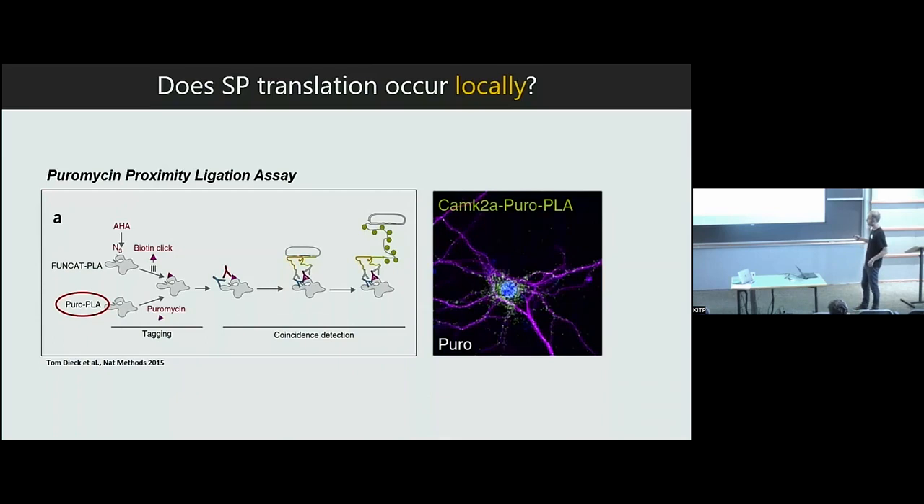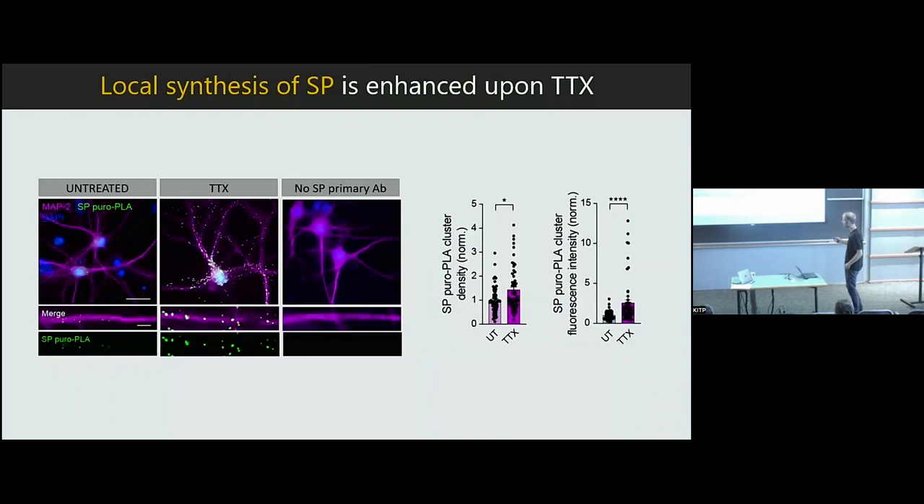So you can get a very high amplification of the signal and a very high signal-to-noise ratio, and detect individual newly synthesized molecules. We did that for synaptopodin, and as you can see here, we got a very stark increase in the number of clusters where translation occurs, and in the fluorescence intensity of these clusters, suggesting more translation sites for synaptopodin and a higher rate of translation following the TTX treatment, and this is quantified here.